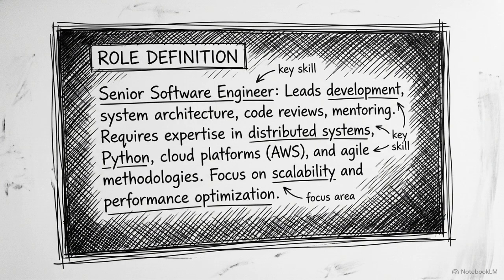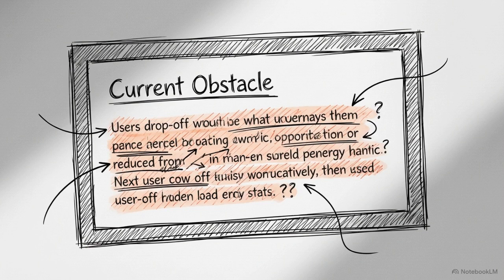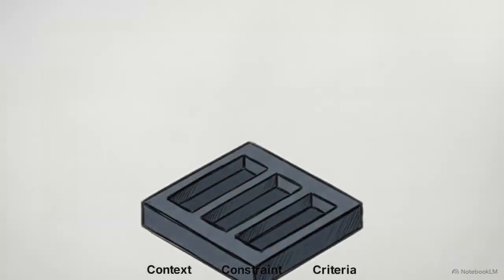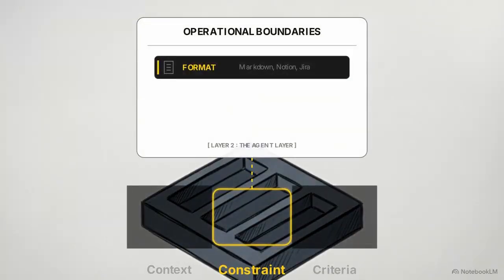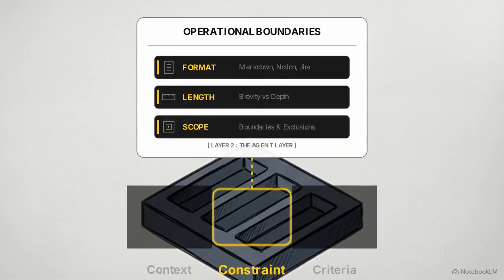For example, you tell the agent, "You are a senior PM at a B2B SaaS company. Our new customers are churning in the first 14 days because they face friction during the initial setup." The second C is constraints. These are the strict operational boundaries regarding the format, length, and scope of the output.